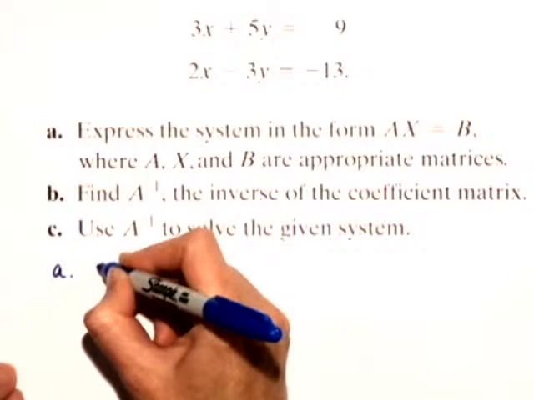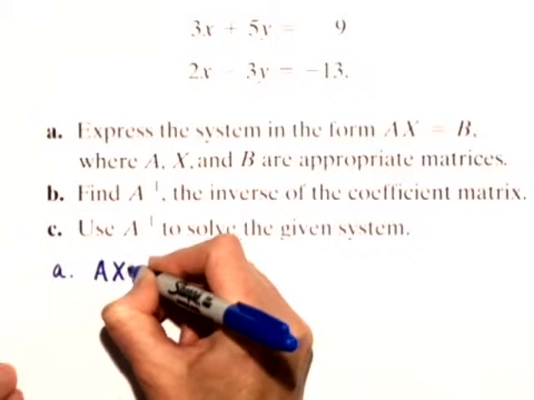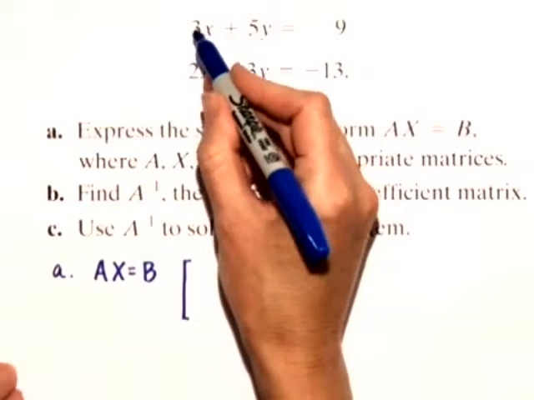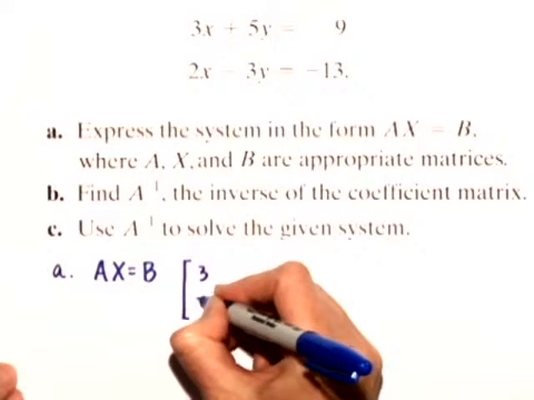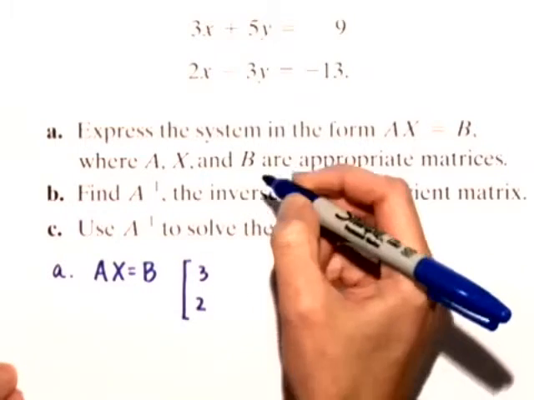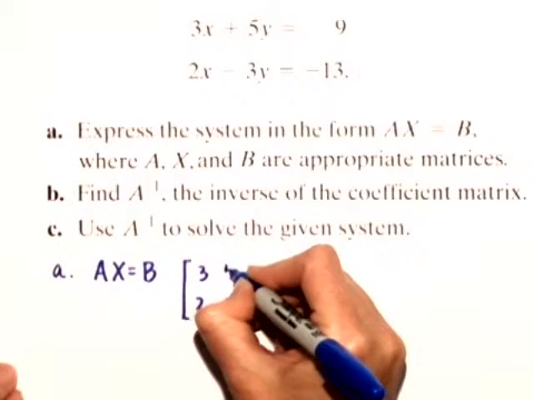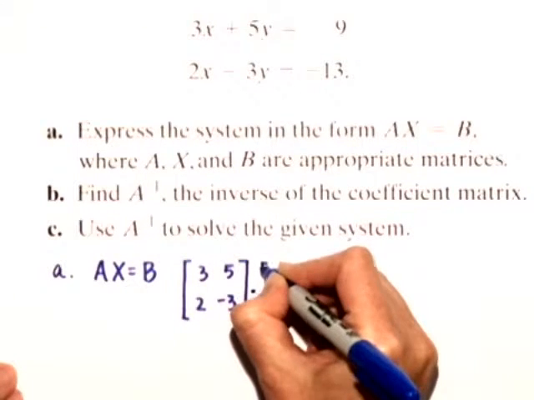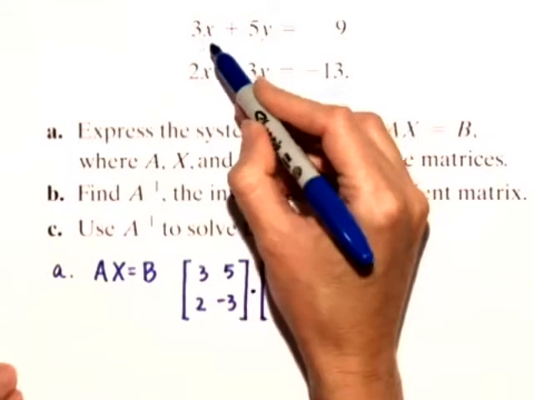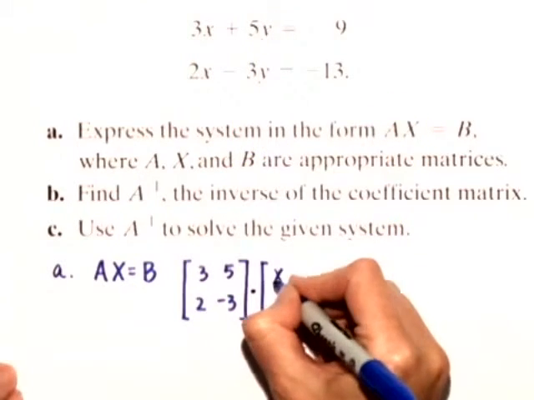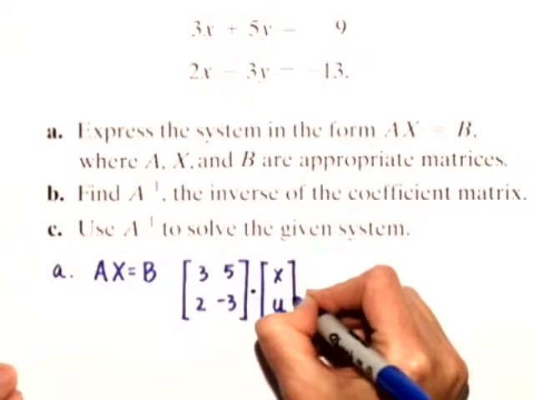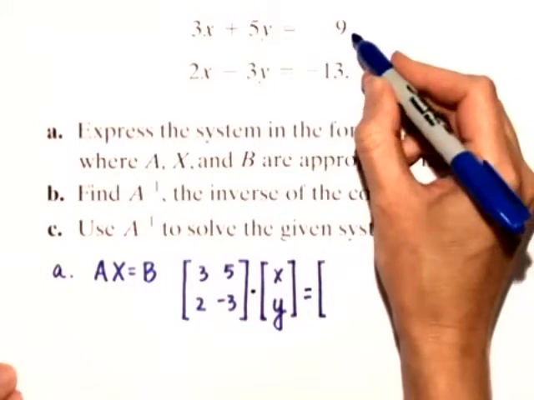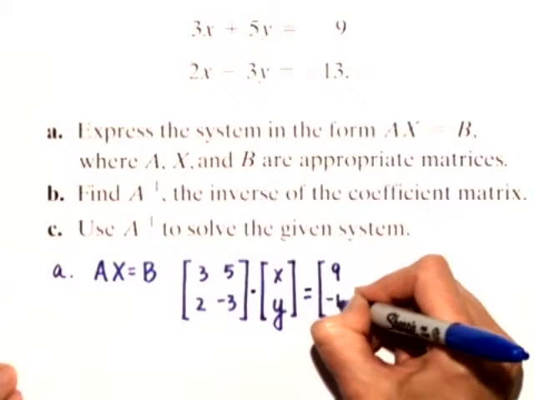So for part A, if we want to write this in the form AX equals B, we will write it like this. Our coefficient matrix contains the x coefficients of 3 and 2 in that column, the y coefficients of 5 and negative 3. We multiply that by the variable matrix. We have an x and a y. We set that equal to our right-hand side constant matrix, 9 and negative 13.